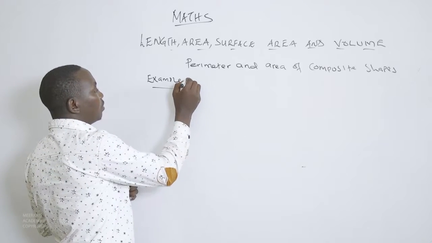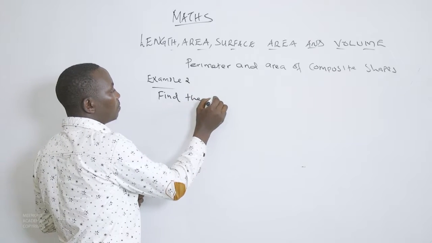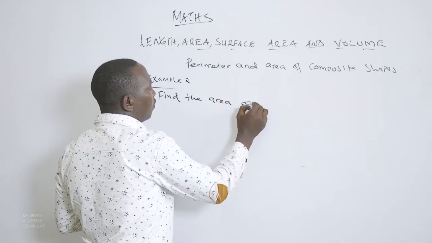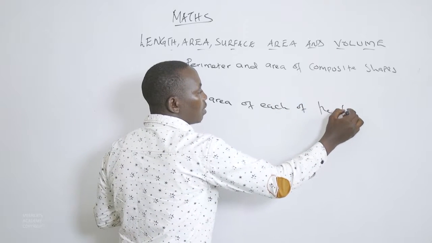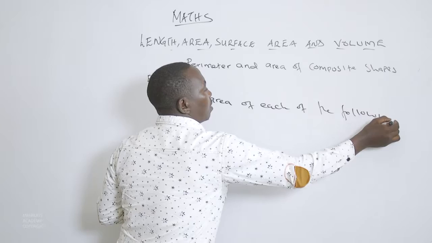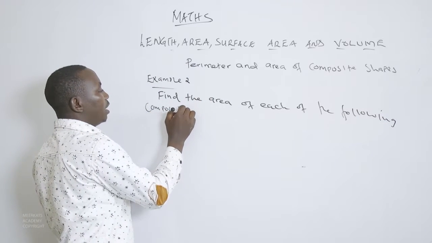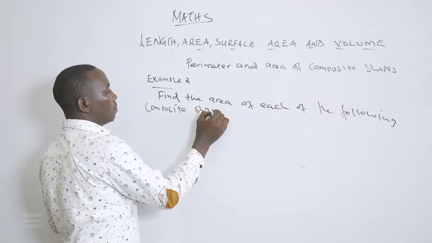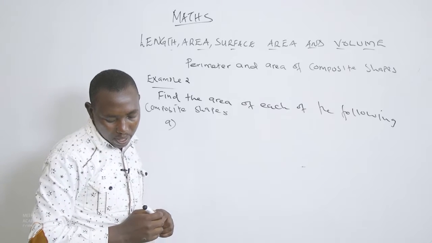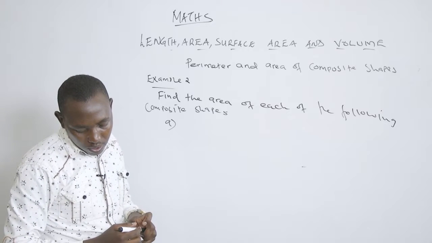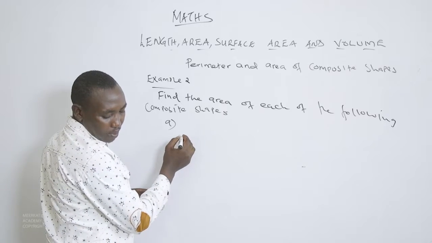Find the area, example 2. Area of each of the following composite shapes. Part A, we are having a parallelogram.